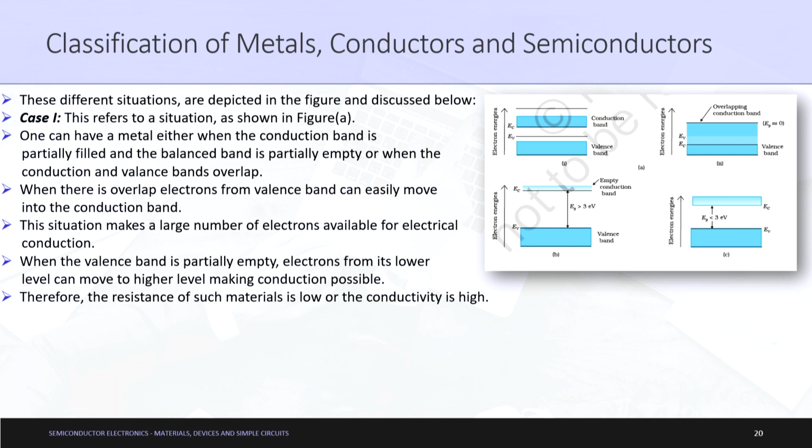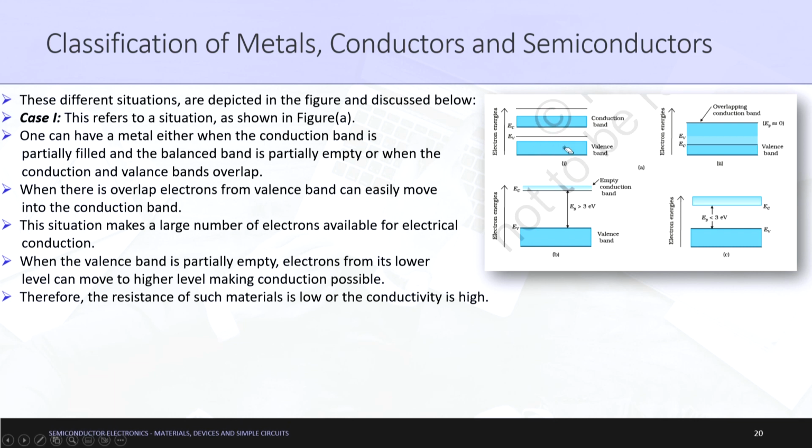What they are trying to say is, when do we consider a material to be a metal? We can consider it a metal when it has overlapping conduction and valence bands, or when the conduction band is partially filled and the valence band is partially filled. These two can be the ways in which we classify the material as a metal. Overlapping is already evident, but you can remember that if these are partially filled, that is also called a metal.